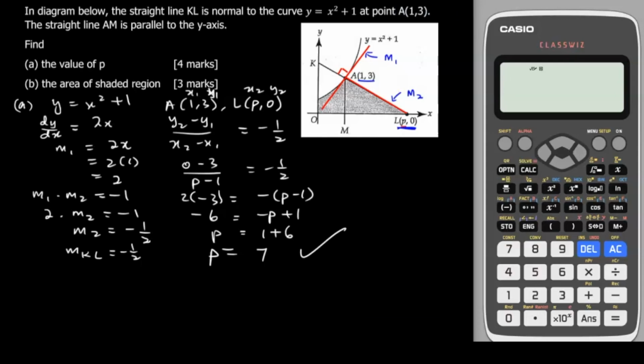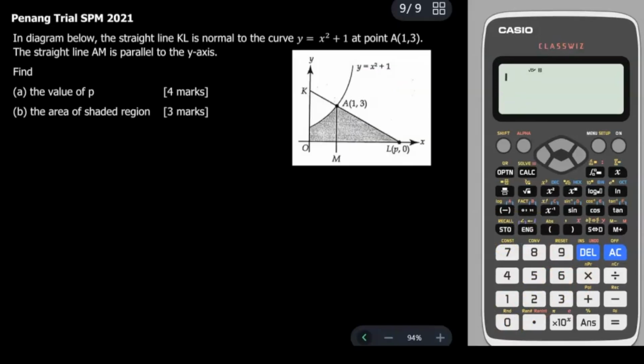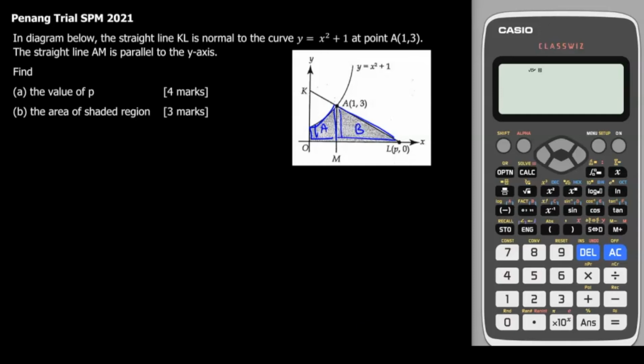Okay, then after that, we find the area of the shaded region. Now let's calculate the area of the shaded region. For this, we need to calculate the area under this curve. Let's label this as region A, and this triangle is B. Later I'm going to add them up, the area of A plus the area of B. Here the x is 1, which means that this is 1.